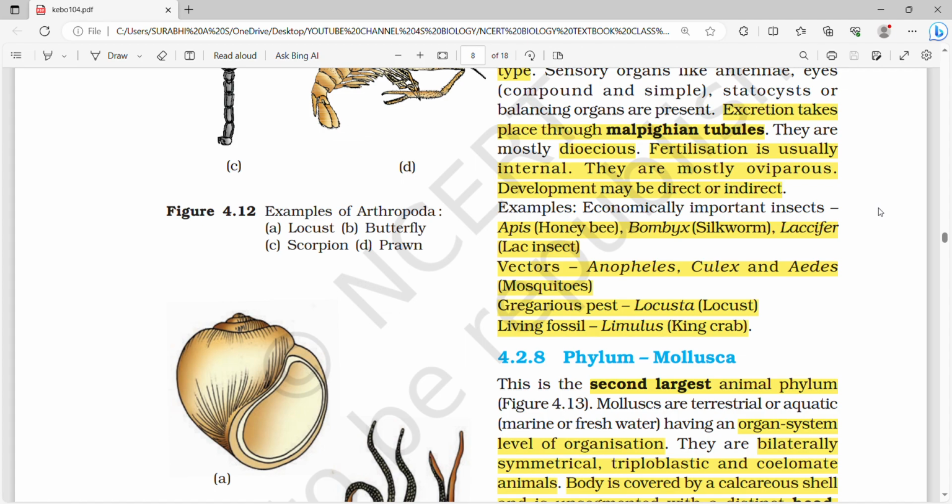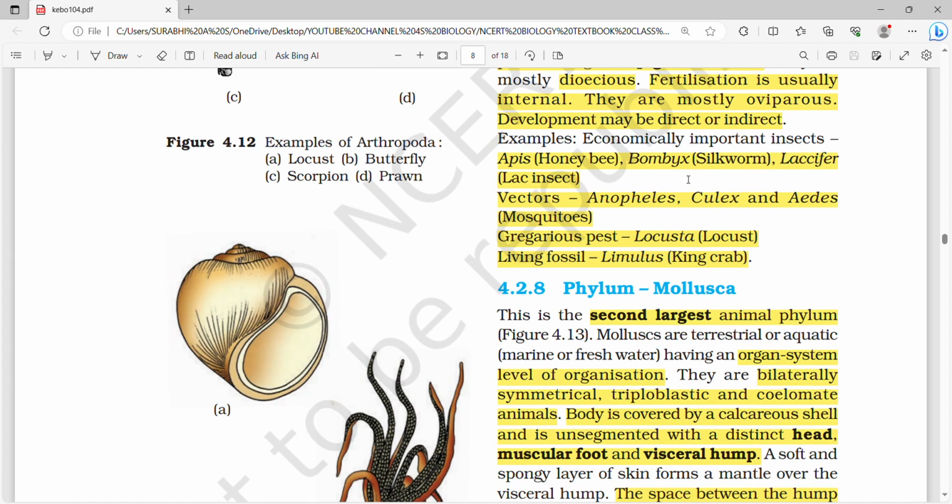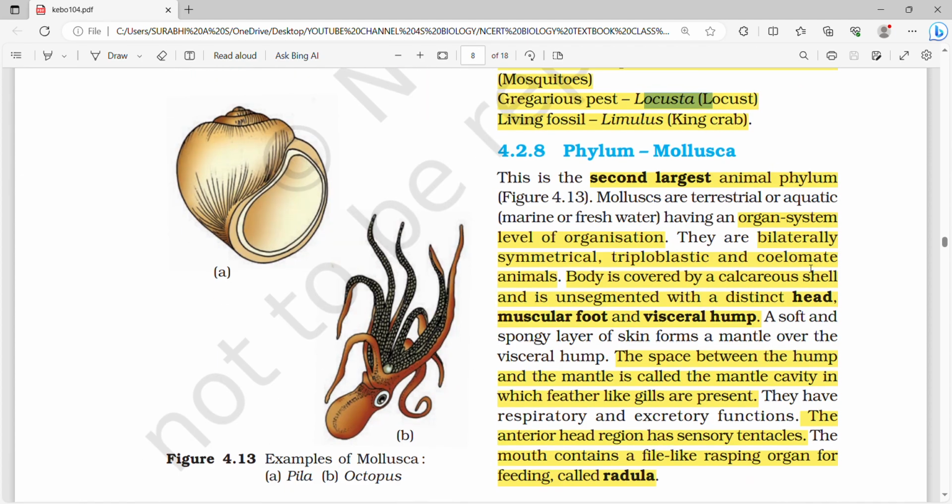There are a few economically important insects such as Apis, honeybee; Bombyx, silkworm; Laccifer, lac insect. Vectors are Anopheles, Culex, Aedes, mosquitoes. This is important: gregarious pest, Locusta, that is locust. Living fossil is Limulus, that is king crab. This may be given in MCQs or randomly also. You have to know the living fossil is Limulus, the gregarious pest is Locusta. These are the vectors and these are the examples. So you should know all this.